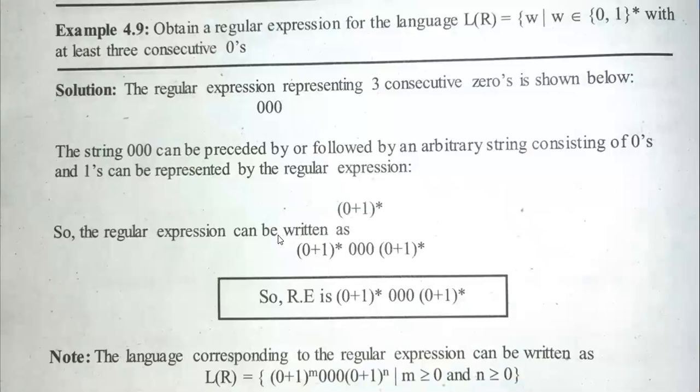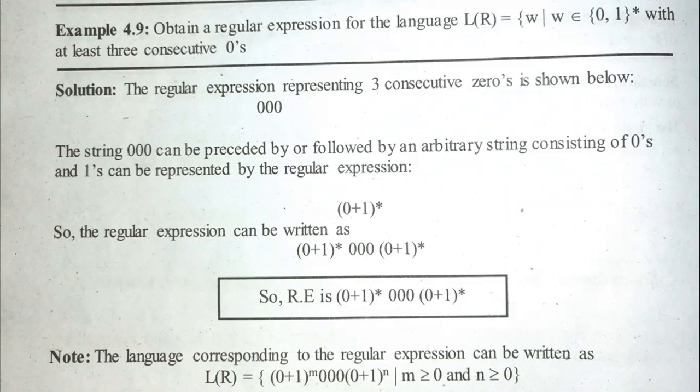Then later, ninth problem: obtain a regular expression for the language L, where the alphabet of L is {0, 1}, with at least 3 consecutive zeros. At least 3 consecutive zeros means it should occur; if more than that occurs, also no problem.